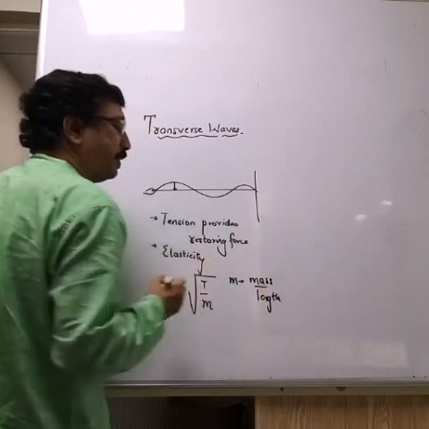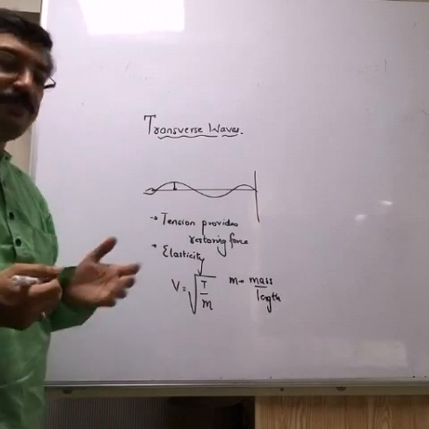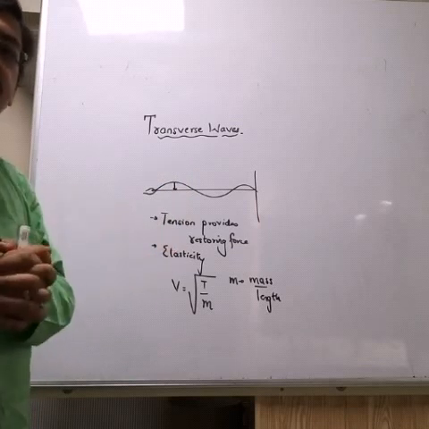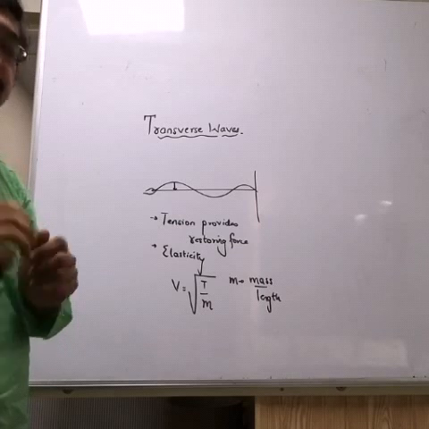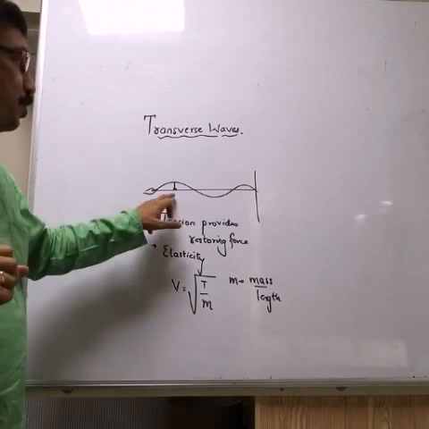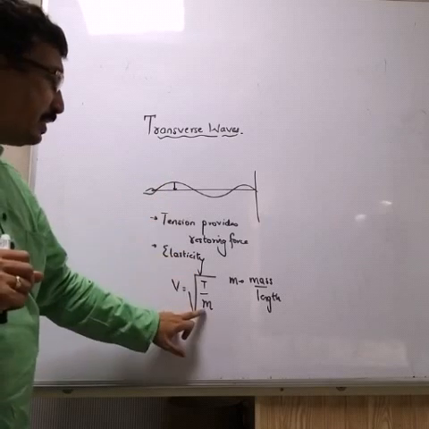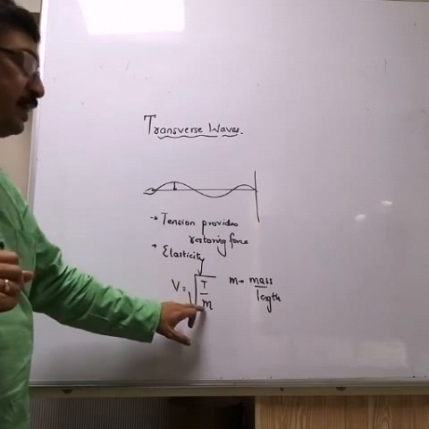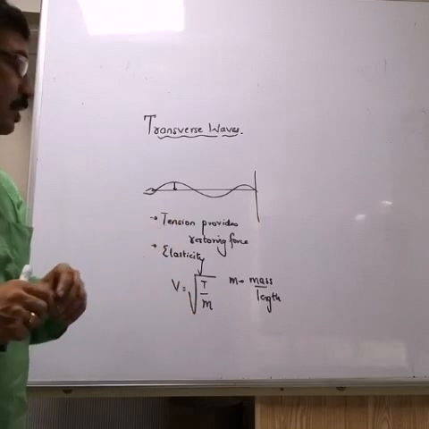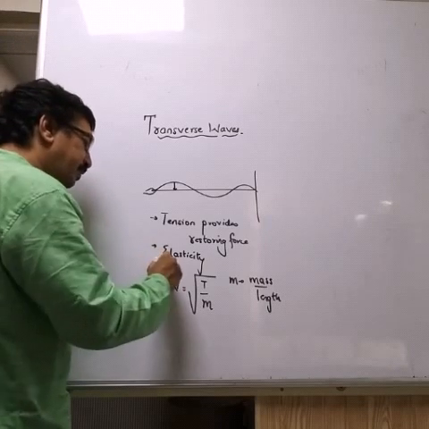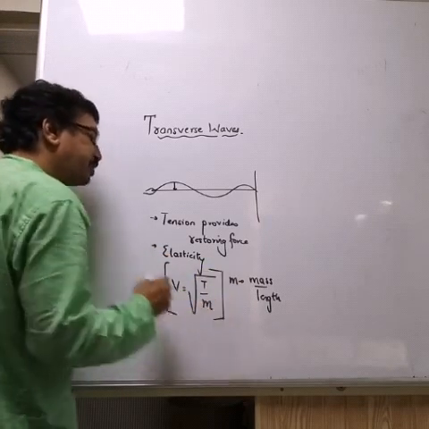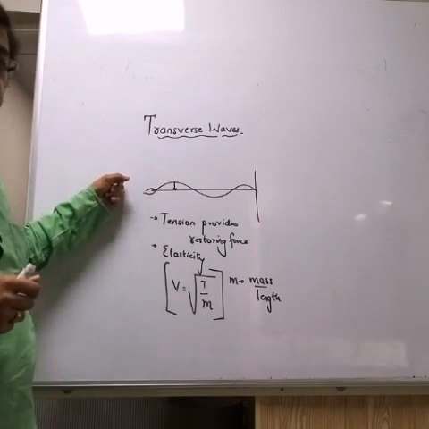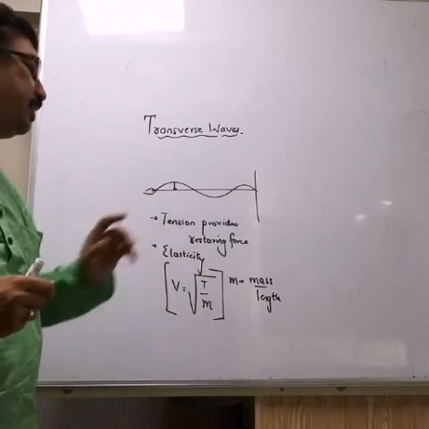Now the best example I'll take is that of a cotton thread and a steel wire. Which one is having more linear density? Steel wire will have more linear density compared to cotton thread, right? So cotton thread is having less linear density, so it will have more velocity. The velocity of the wave will be more in case of cotton thread, but less in case of steel wire. So this formula tells you the velocity of transverse wave in a stretched string, given by V equal to square root of T upon M.